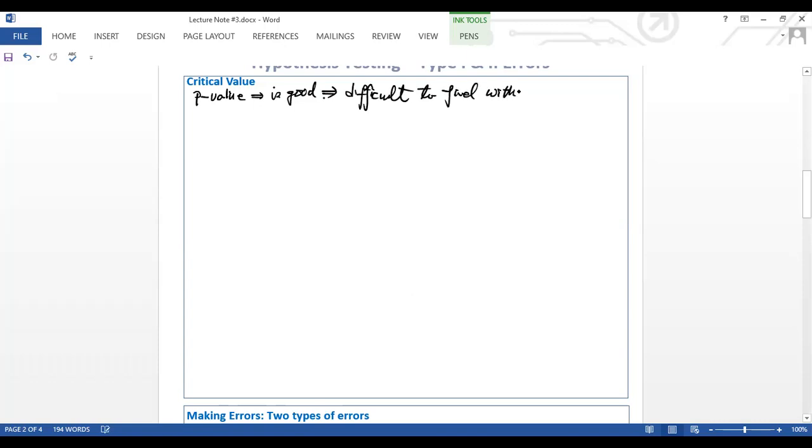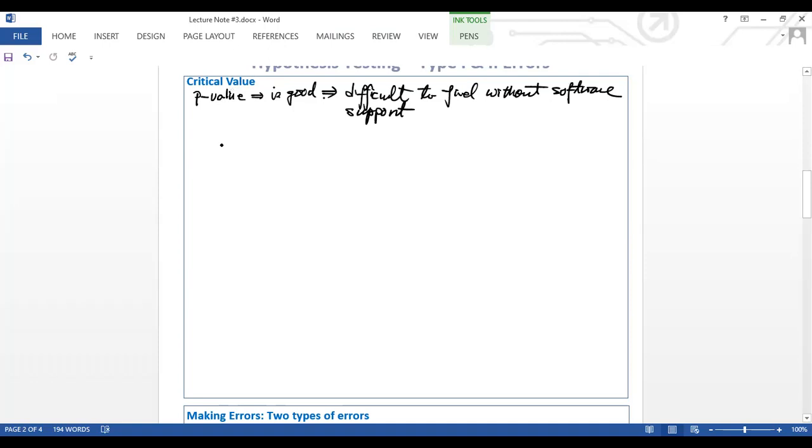Without software support. So you have a test statistic, but finding the p-value in general is difficult if you don't have the software, especially since different p-values are associated with different probabilities.